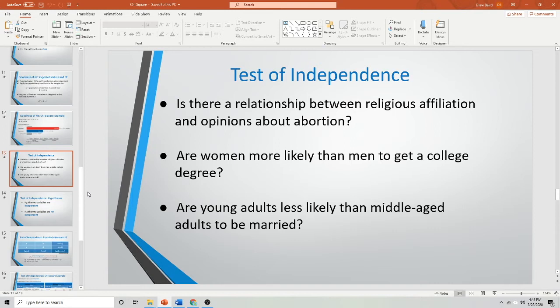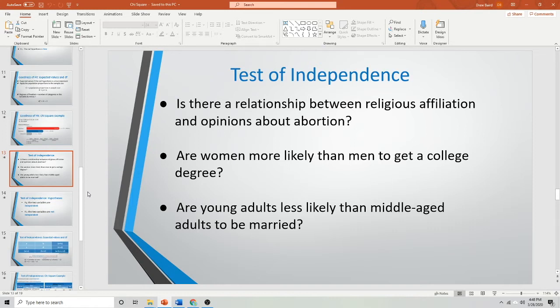The test of independence is basically testing the null that the 2 different variables are independent, meaning they don't really impact one another whatsoever. And so you could test, for instance, is there a relationship between religious affiliation and opinions on abortion? In this case, you would probably be using like a Likert scale variable, where it's like how do you feel about abortion?